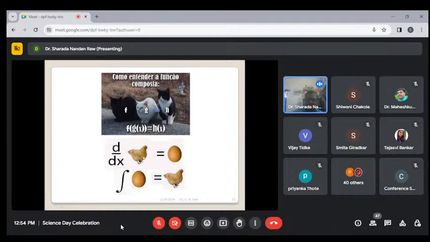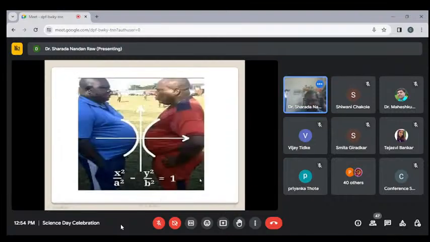d by dx of hen is equal to egg, and integration of egg is represented as the hen. So circle and parabola, you can imagine the belly of two men, just like x square upon a square minus y square upon b square is equal to 1.